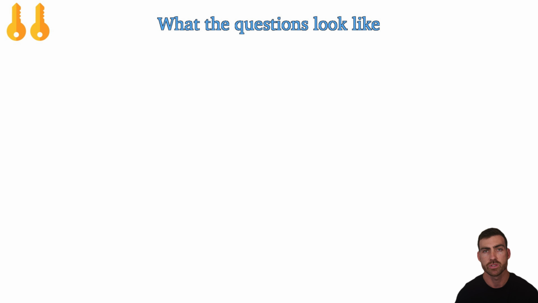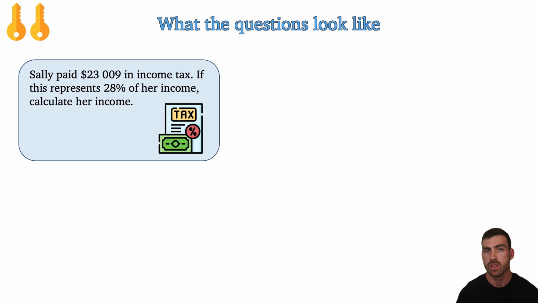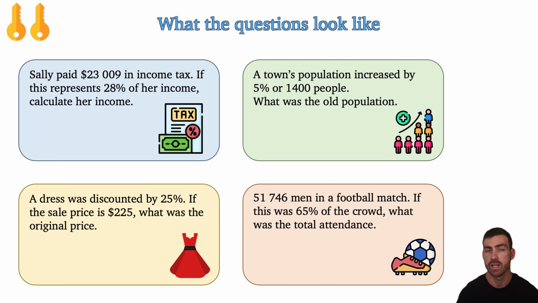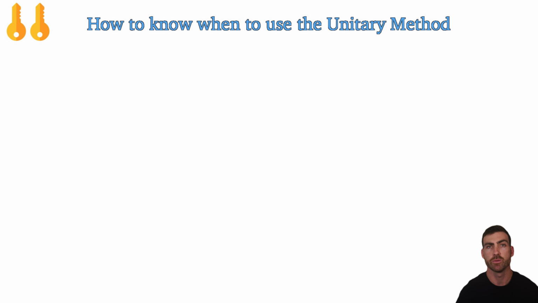Let's look at questions you'll see in your exams. They might be about anything: tax, population, discounts, attendance. They all look different, and this is where students get confused because the surface story changes, but the maths underneath stays the same. So instead of memorizing every situation, we need a simple way to spot the pattern. Here are 3 simple clues that will tell you when to use the unitary method.